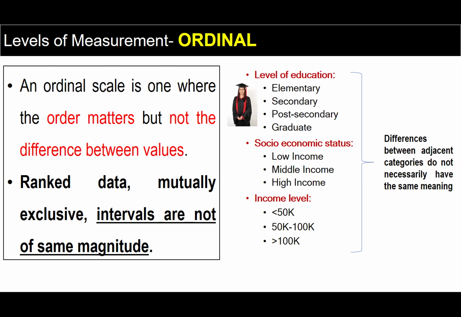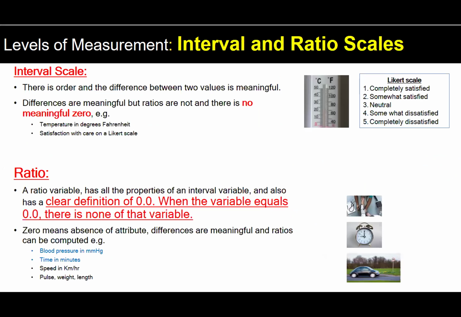The difference between low income, middle income, and high income is not the same. If you categorize the level of income from, say, under 50,000 US dollars, to 50,000 to 100,000, to more than 100,000, the difference between the first category and the second is not the same as between the second category and the third. So this is ordered, but the categories are not equally spaced. Here we can only measure the mode, and maybe also calculate the median.